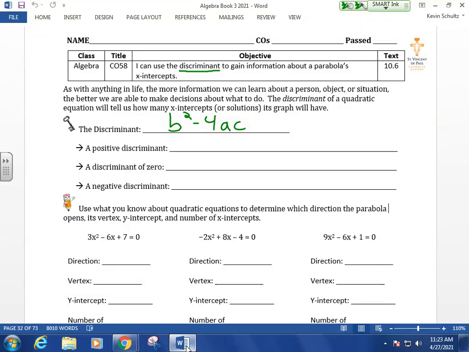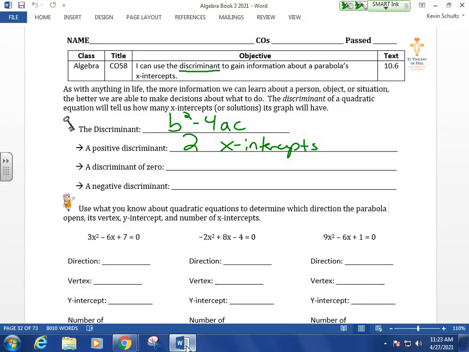So when you plug in A, B, and C from a quadratic equation, and your answer is positive, doesn't matter what positive, but if it's positive, it means that there are 2 x-intercepts. Again, doesn't tell you where they are. It doesn't tell you what direction the parabola opens or where the vertex is or anything like that. Just how many x-intercepts the parabola has.